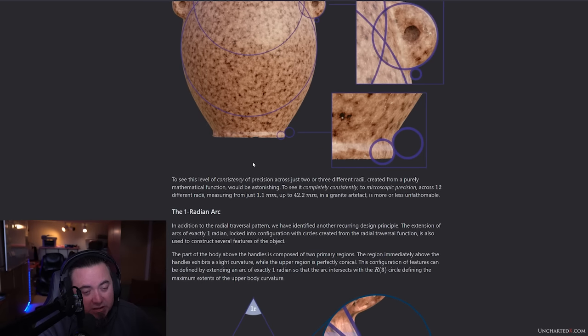So that's mind-boggling that you have curves in this structure that are defined by sections of a circle that fit that radial transversal algorithm that are so small that the diameter of the circle is only 1.1 millimeters. Like, this is, this big. Tiny.